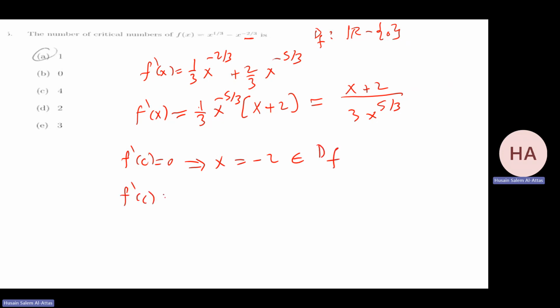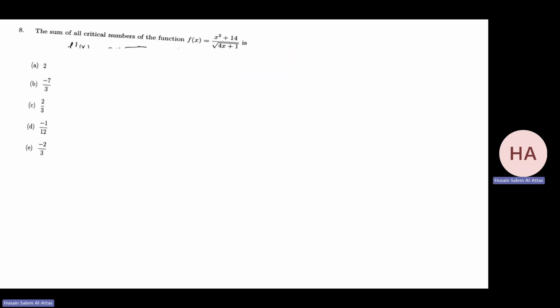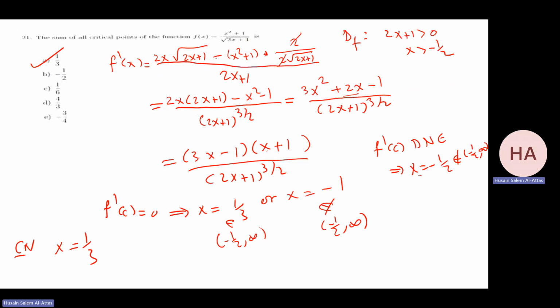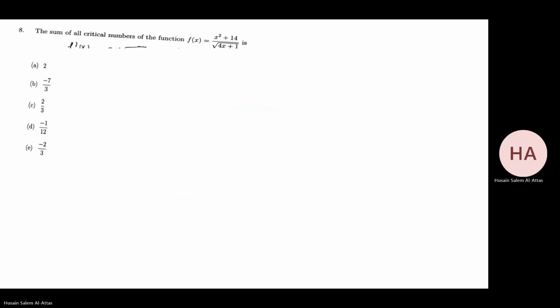F prime at c does not exist implies x equals 0, which does not belong to the domain of f. So the only critical number is x equals minus 2, so we have only one critical number. The sum of all critical numbers, yeah, almost the same as that one, but let me check.